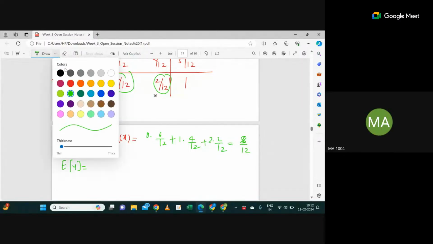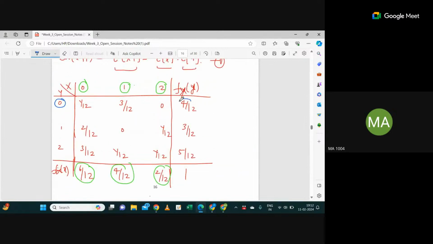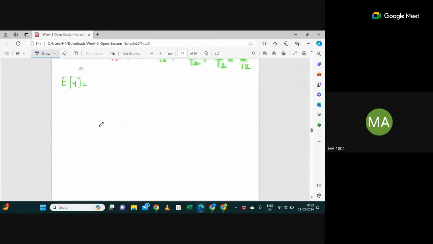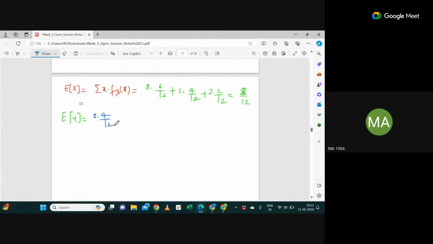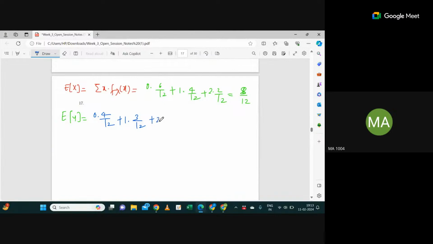So we have to do, if you see, expected value of y, 0 into 4 by 12 plus 1 into 3 by 12 plus 2 into 5 by 12, that is 13 by 12, right?